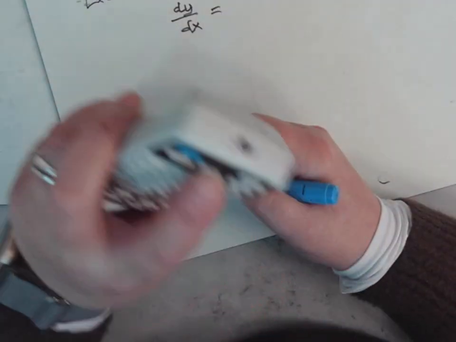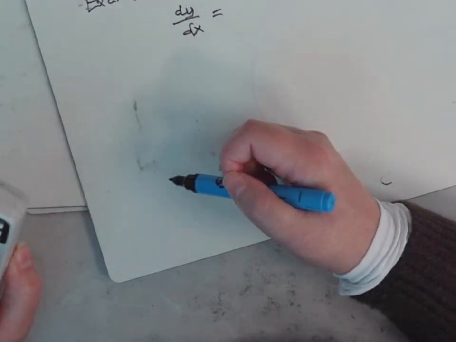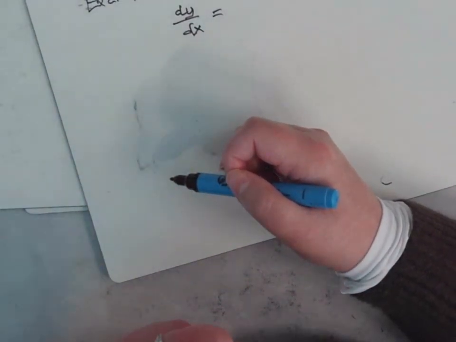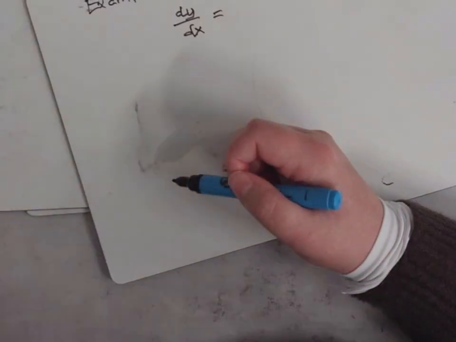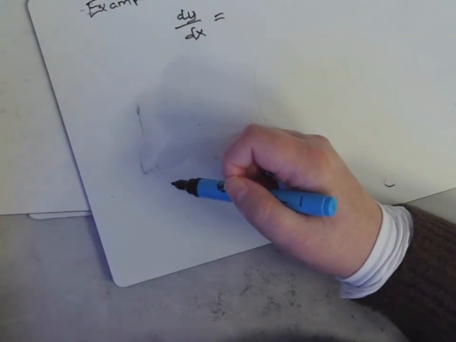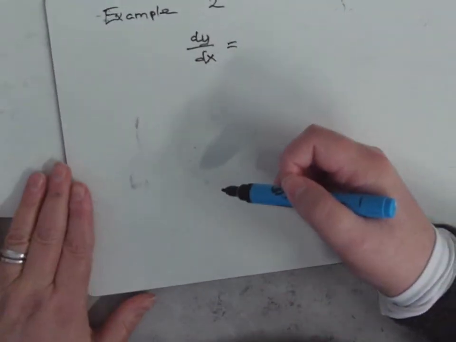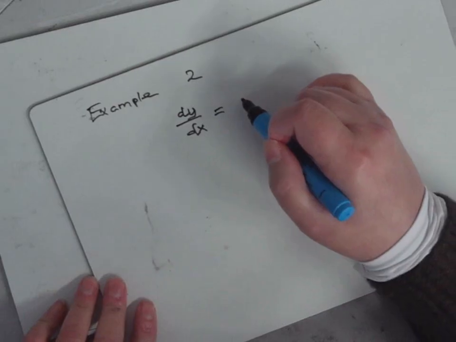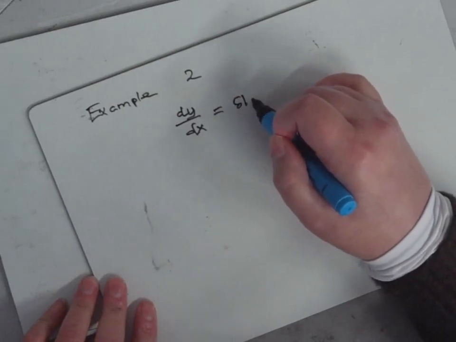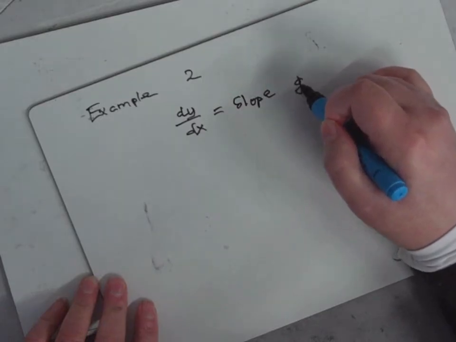Okay, ready? Okay, girls, cast your minds back to differentiation and tell me what dy dx stands for. Dy dx is the same as what? Slope. Right, slope of the tangent. It is the same as the slope of the tangent at a point.